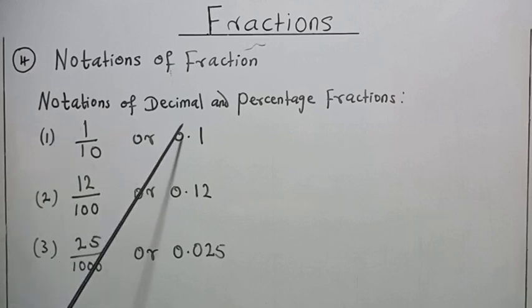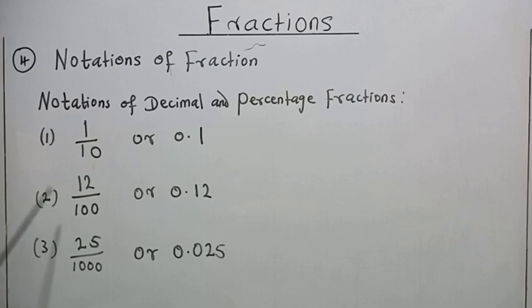Yes, these are other ways we can write these fractions. Don't forget that they are all decimal. This alone is percentage, which is a special type of decimal fraction. First, if you want to write 1 over 10, that is 1 taken out of 10, it is either this way or this way. If you want to write 12 picked out of 100, it is either written this way or this way. If you want to write 25 picked out of 1000, it is this way or this way.